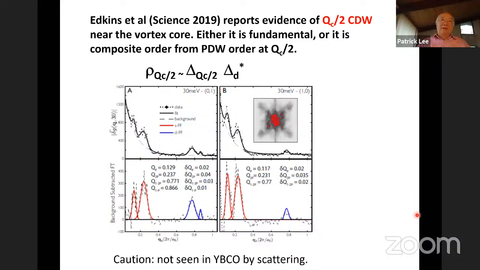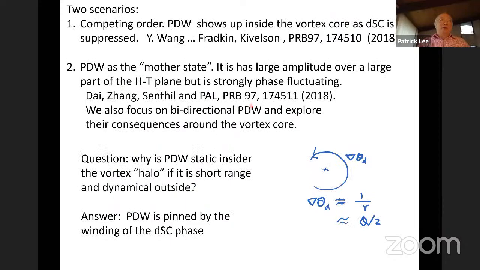So there were a couple of theory works that tried to explain this experiment, one from Fred Kivelson and Wang, and the other from our group. We have a slightly different take on this, I think. What they say is a pair density wave with a competing order. They take a sigma model, so the pair density wave would show up inside the vortex core, where the density wave is suppressed.